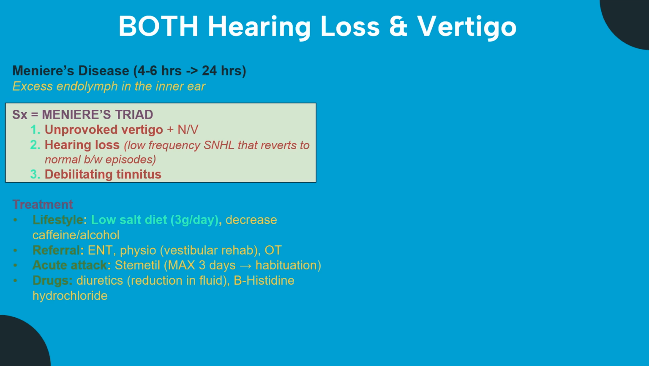During the acute attack, you can give your prochlorperazine, maximum of 3 days though, because as mentioned, it can cause those central habituation problems, and that can actually not be helpful with recovery and makes it less effective. In terms of your drugs in the longer term as well, you can use diuretics, betahistine, and yeah, those are pretty good.